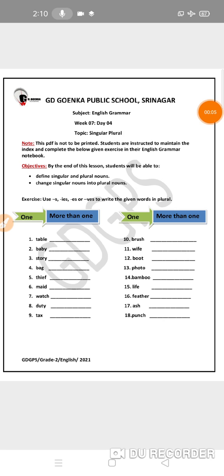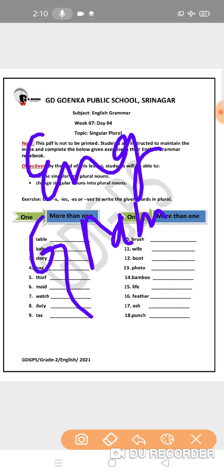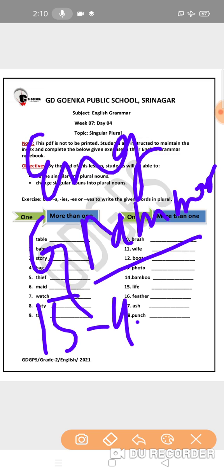So, in today's English class, we will do an exercise on singular and plural nouns. So, you all will take out your English grammar notebooks quickly and write down today's date, that is 15/4/21, at the top of your notebook. Make sure you will maintain the index as well.